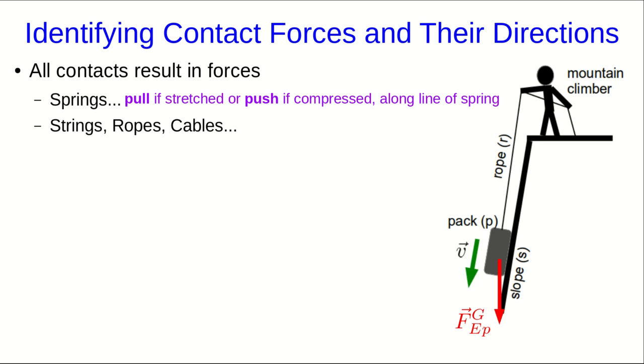So anytime we're on Earth, every object has a gravitational force on it acting downwards, and that's a field force because it doesn't require any contact. That's it. It always acts down. In fact, a good definition of down is the direction that gravity acts in. Okay, now back to contact forces.